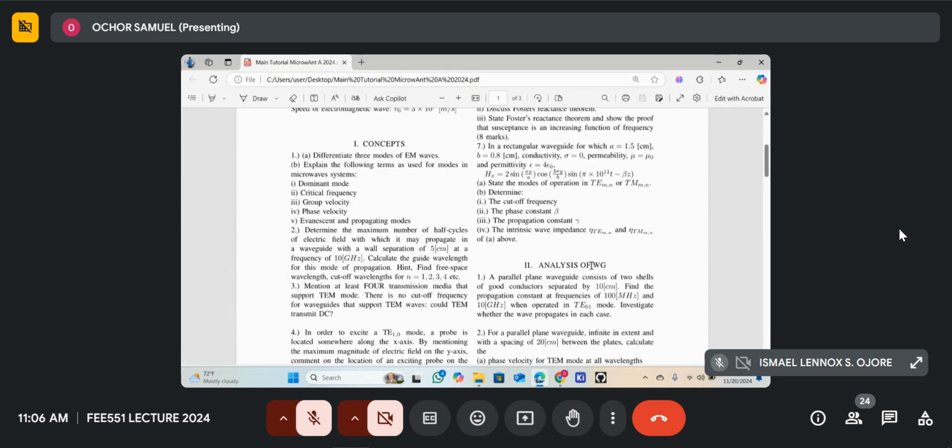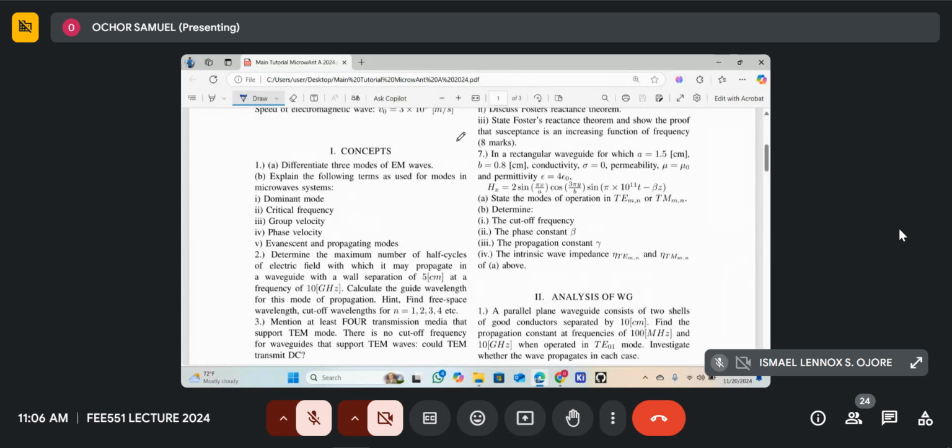That's question 7. Okay. The one I was dreading. Okay, so question 7. In a rectangular waveguide for which A is 1.5, B is 0.8, conductivity 0, permeability mu is free space permeability, permittivity is 4 times epsilon naught. So part A, state the modes of operation.